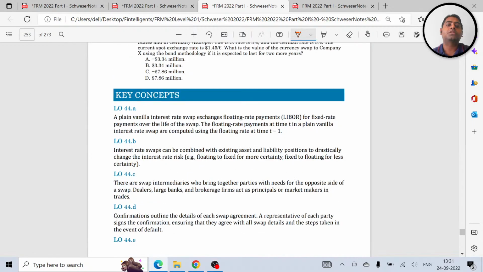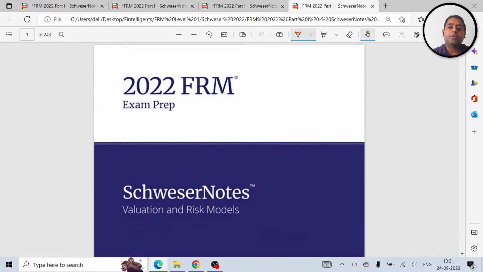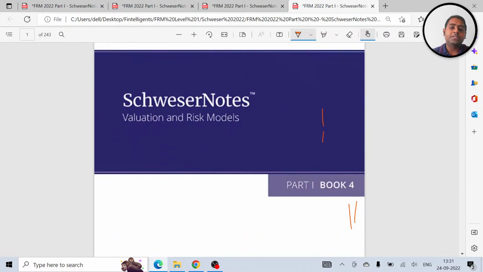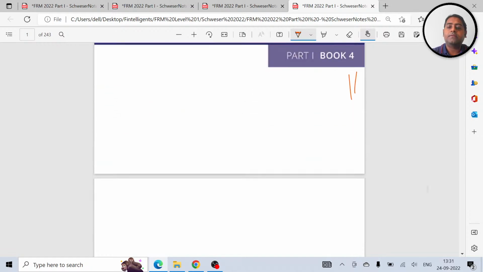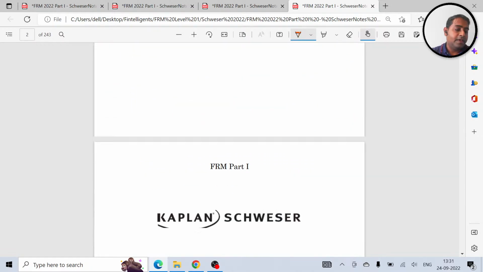So we are done with book 3. We are going to move towards book 4. I hope everybody is with me till this point. I'm going to quickly move towards the fourth book, which is valuation and risk models.